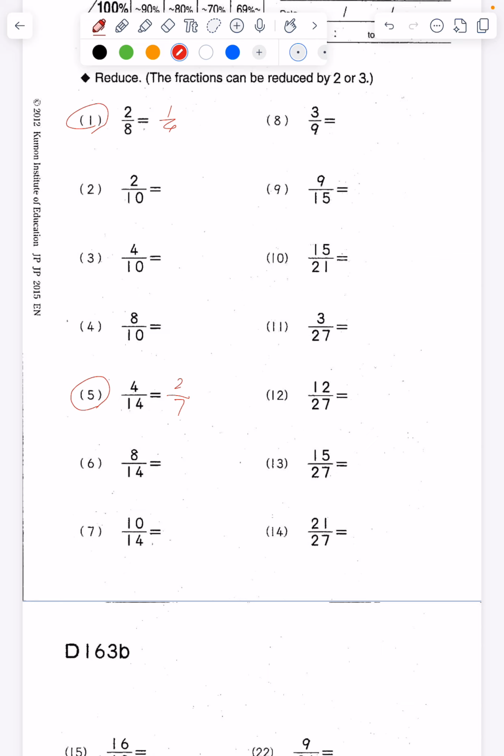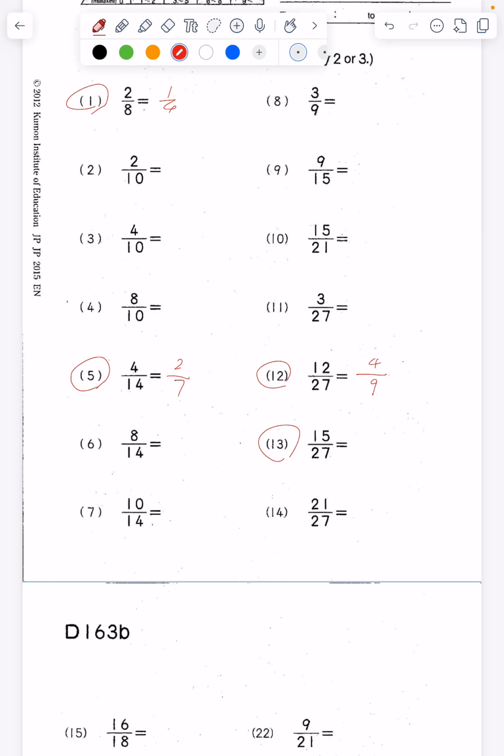Okay, what about number 12 and number 13? Number 12. We only divide by 2 or 3, right? So you think 27 can be divided by 2? So 2 over 9. You're close. You're using 27 divided by 3 to get 9, right? What about the top? You have to divide at the same time. So what's 12 divided by 3? 4. Good job. And then 27 divided by 3? 9. Good job. So 4 over 9 is the answer, right?